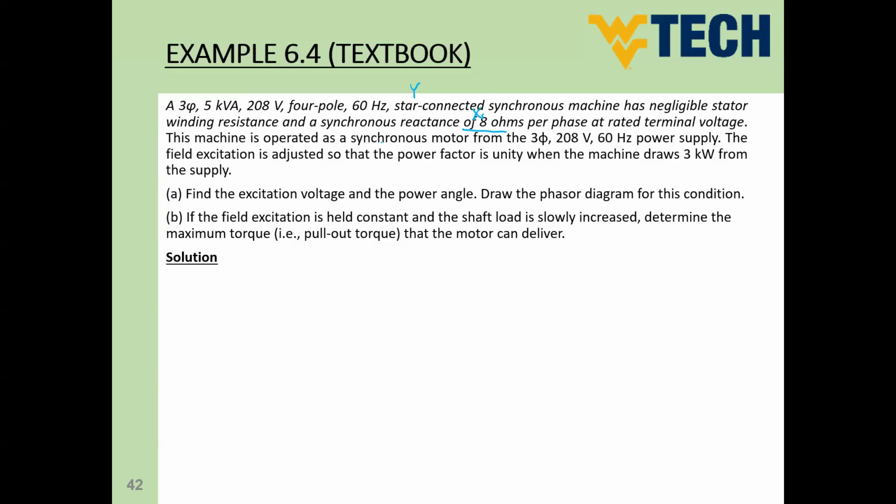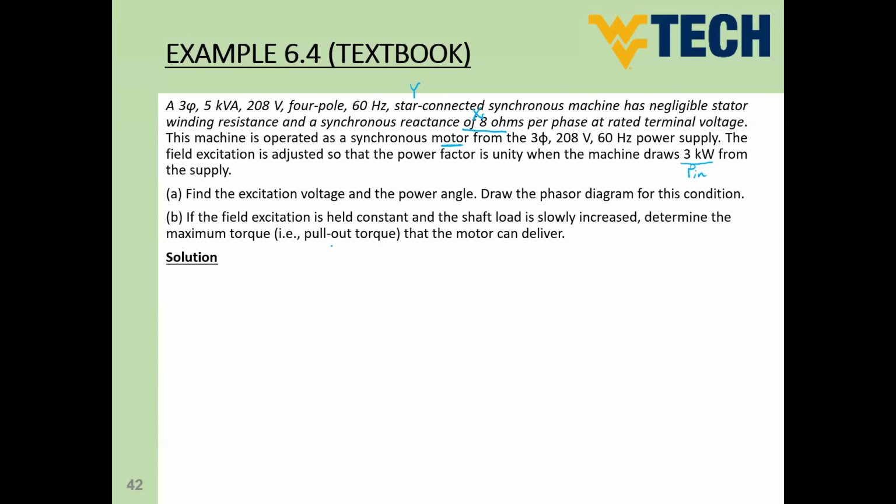The machine is operated as a synchronous motor, so the mode of operation is motoring mode, from a 3-phase 208 volt 60 hertz power supply. The field excitation is adjusted so that the power factor is unity. So the first case here is the power factor in normal excitation or unity, when the machine draws 3 kilowatts from the supply. So this is the P input to our synchronous motor from the supply. First question is find the excitation volt.